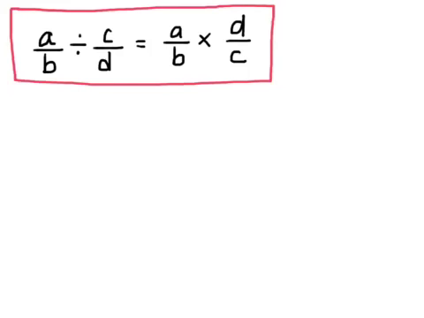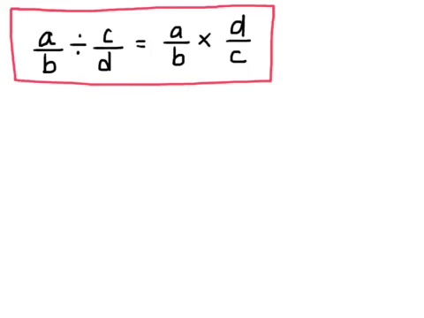The first fraction remains as a over b, so in other words that stays the same. And in order to divide by c over d, we now multiply by d over c. So in other words, in order to divide two fractions, the first fraction remains the same and we multiply by the second fraction turned upside down, and we call that the inverse fraction.